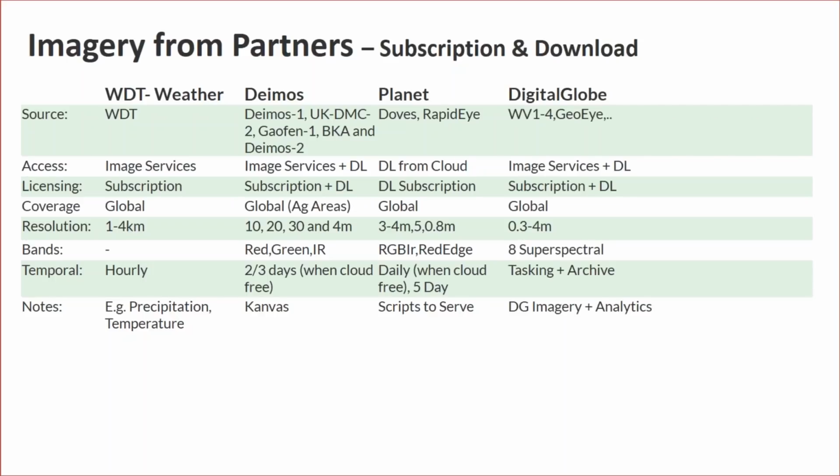Another one is DigitalGlobe. DigitalGlobe are focusing more on the higher resolution satellites, going down to 30 centimeters, but also have super-spectral satellites, so the number of bands is significantly increased.